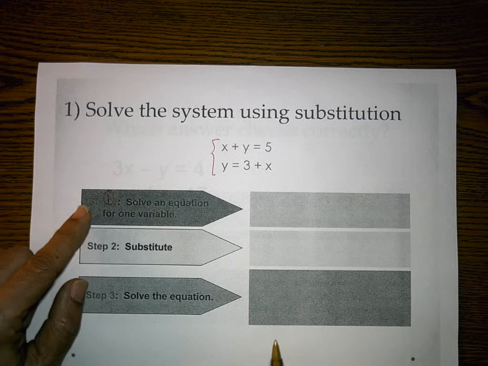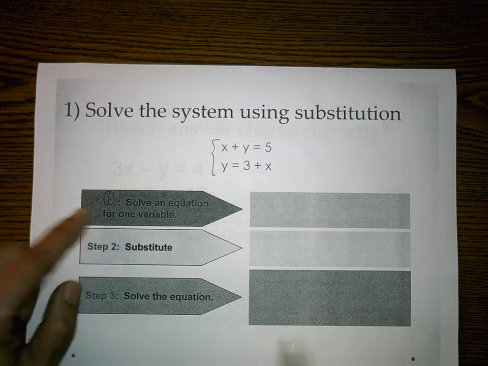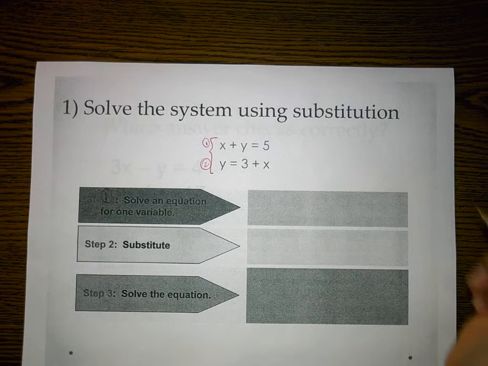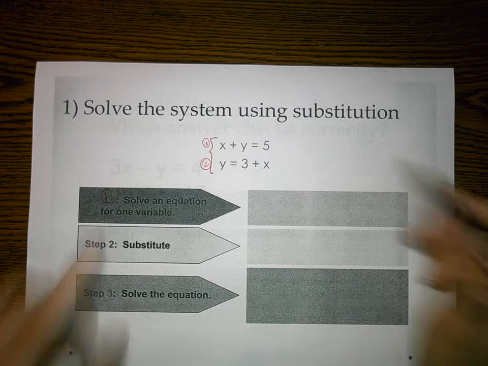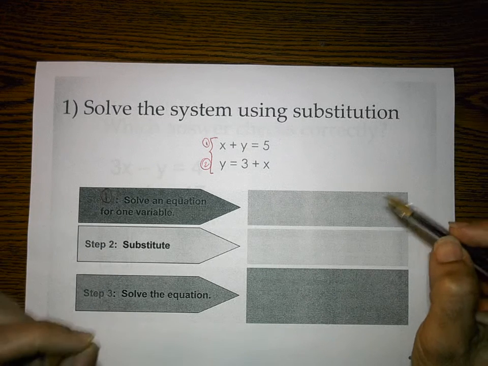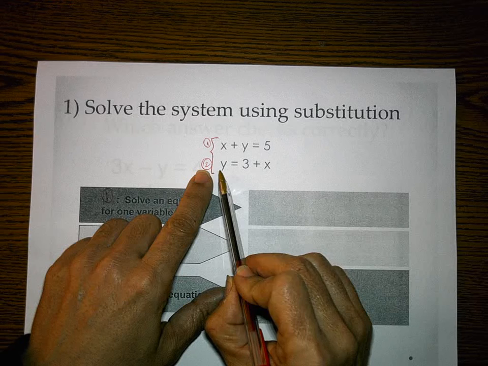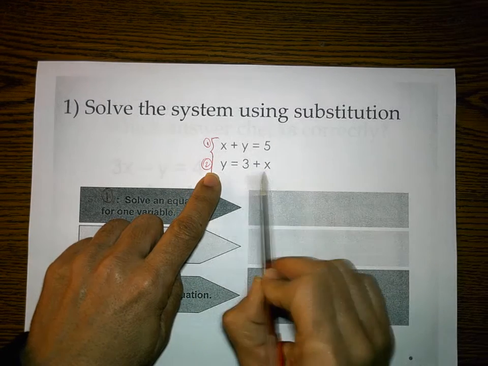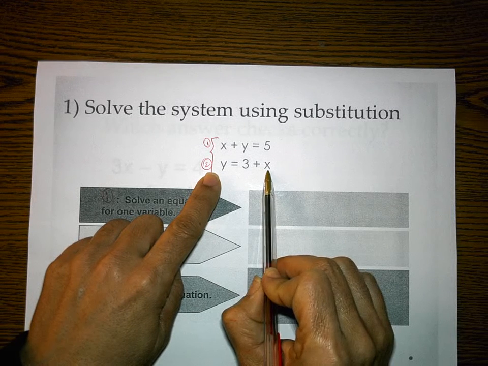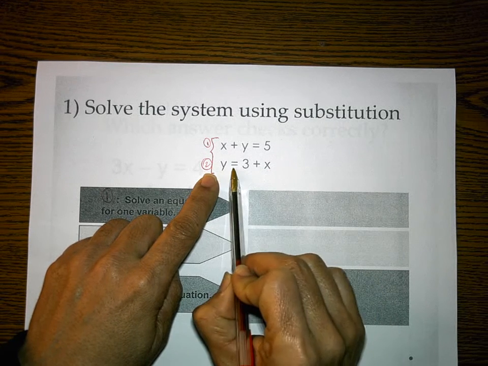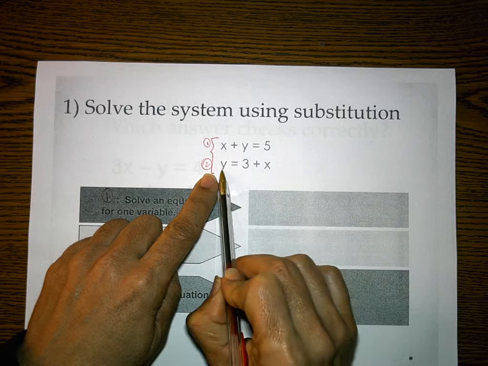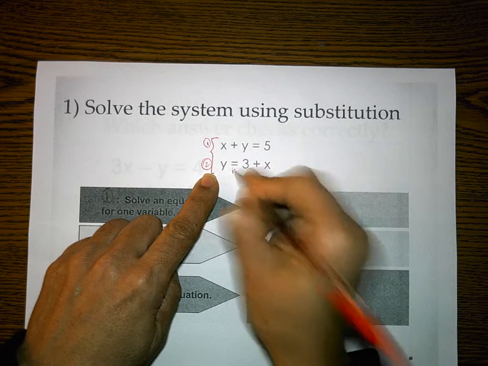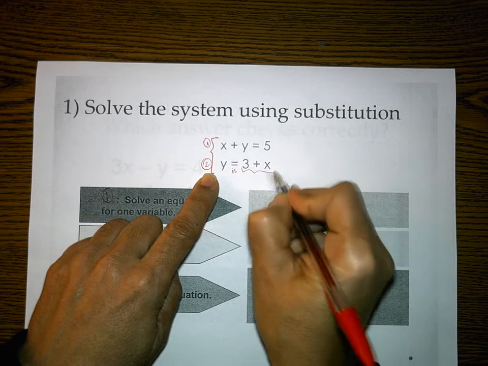So the first thing I need to do is solve the equation for one variable. Two things are given to me, equation number 1 and equation number 2. The first step I should do is solve one of them and get one variable isolated. When I look at number 2, I already see that one variable, the variable y, is already isolated. So I really don't have to do step number 1. It's already done for me. This is saying that y equals 3 plus x. The equal sign can be used as the word "is": y is 3 plus x.